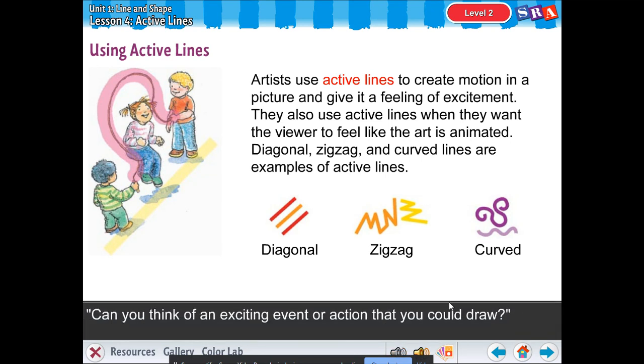Can you think of an exciting event or action that you could draw? I could think of a lot of them. ¿Pueden pensar en un evento emocionante o una acción que podrían dibujar?